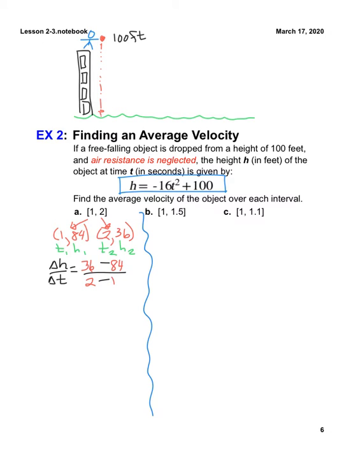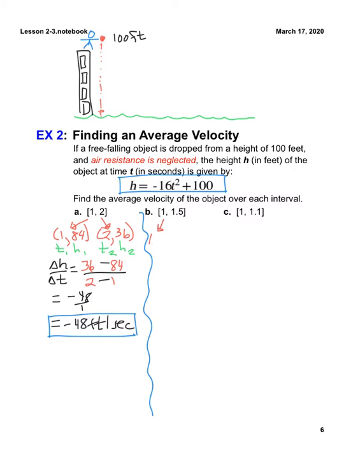And so what we end up with is negative 48 over 1, which means that it is negative 48 feet per second. So remember what I said earlier, that the fact that our average velocity is negative means that the object is moving downward, which is what it's doing. So perfect, that's what we wanted. All right, so then let's look at what happens in our next time interval.